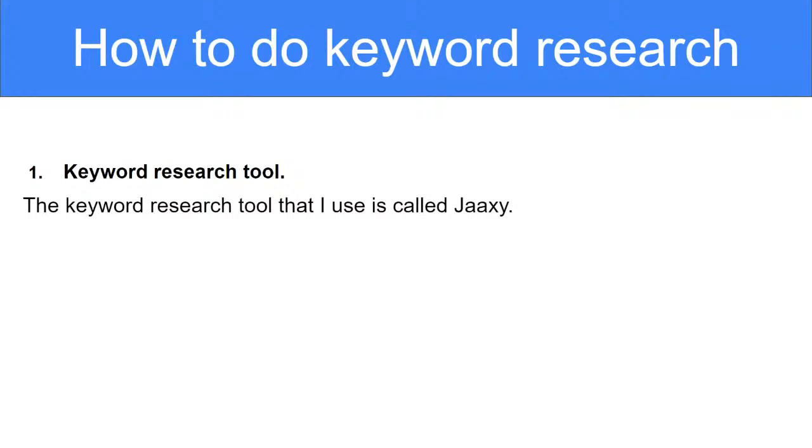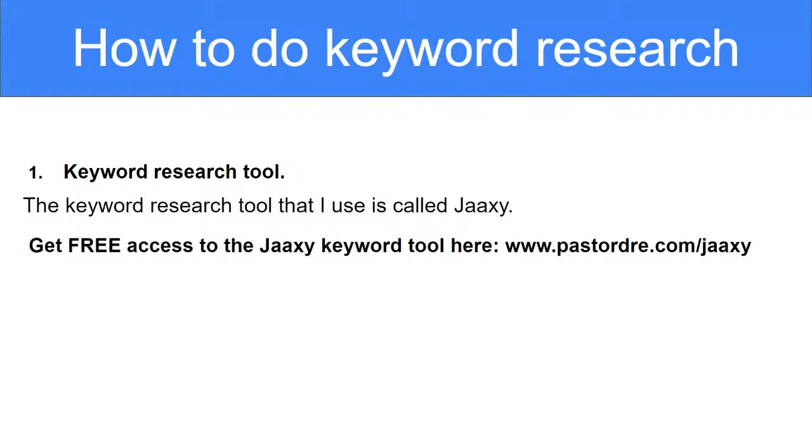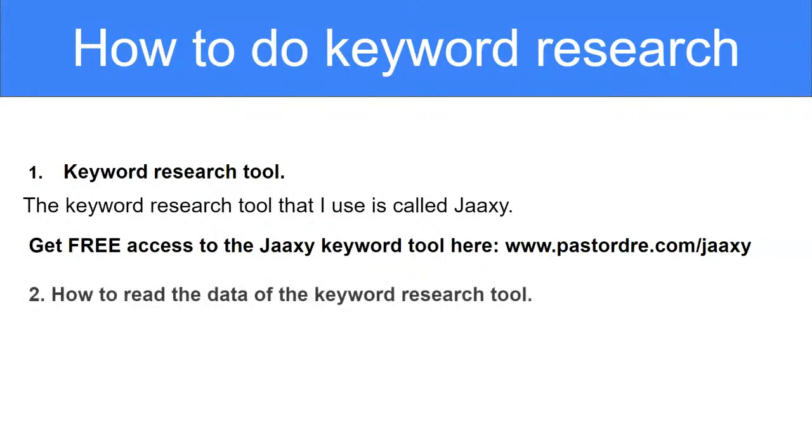The keyword research tool that I use is called Jaxi. Now, you can get free access to it. I think it gives you 30 free searches. If you would like to try it out or follow along with me, you can get free access to the Jaxi keyword tool here at www.pastordre.com/Jaxi. And like I said, I think it'll give you 30 free keyword searches. All right. Once you do that, I want to show you how to read the data of the keyword research tool. This is so cool. So let's get into it.